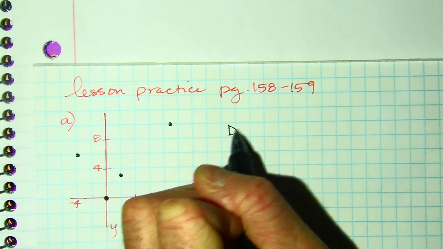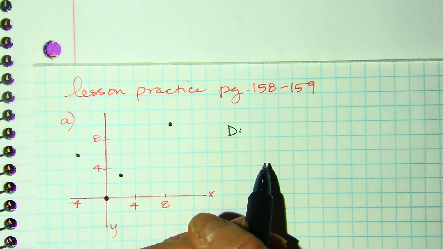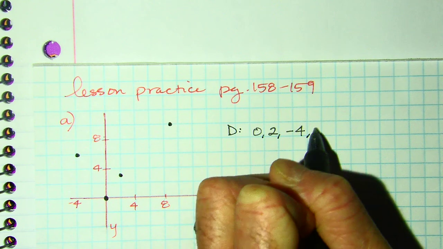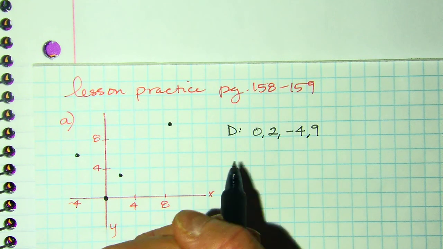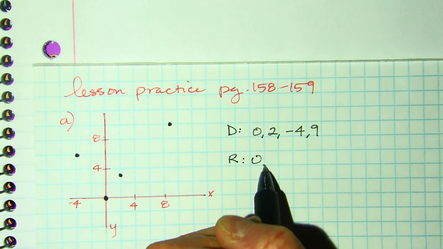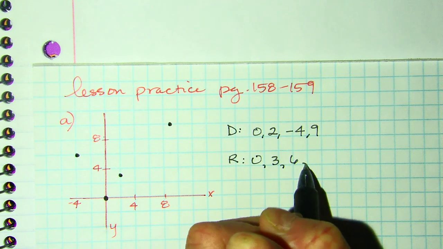So domain should be my x values. I'm going to just list it from the book: 0, 2, negative 4, and 9. Okay, and range should be my y values. So I see 0, 3, 6, and 10.